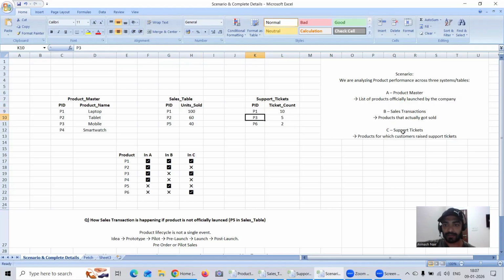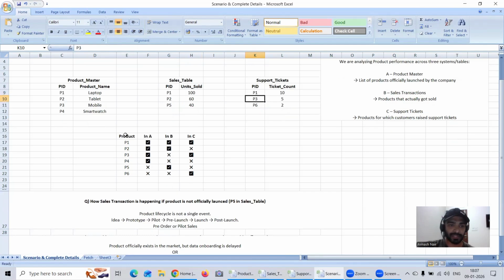Now, sales transaction, support tickets, products for which customers raised support tickets, as I mentioned. This is the whole scenario if you see. What I've done is, for this P1 in A, A is nothing but this product master, so maybe I can also name it as A over here. Okay. And let me merge and center. And this sales table is B over here. So let me map B, and this one, let me map it as C. Let me merge and center, make it bold, and the same thing over here.